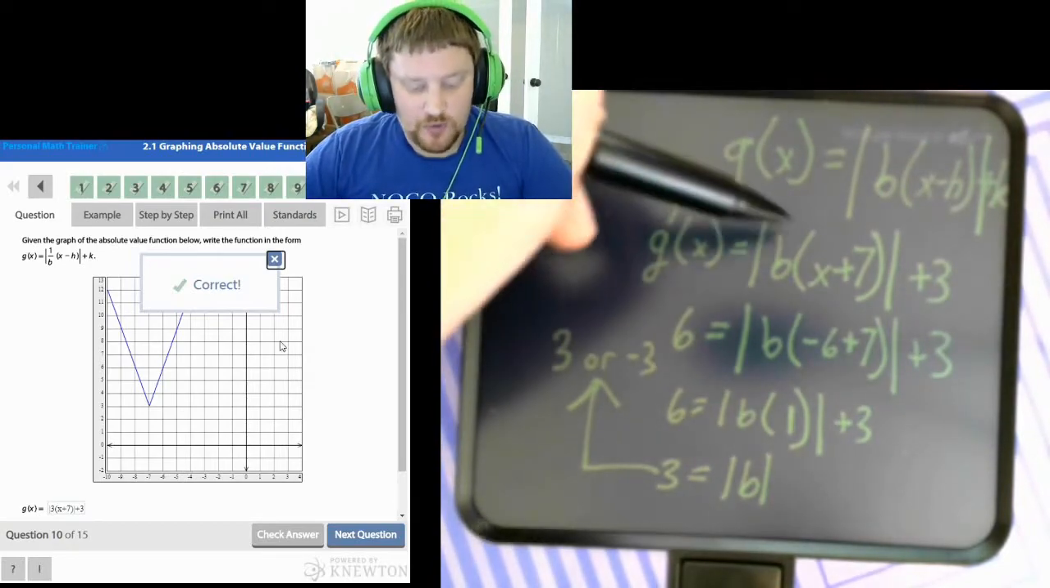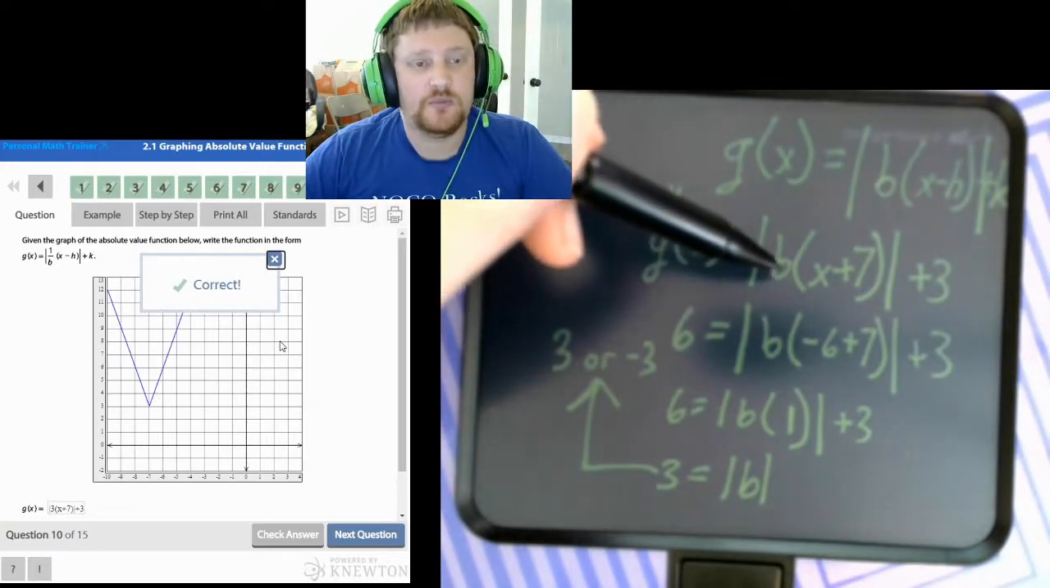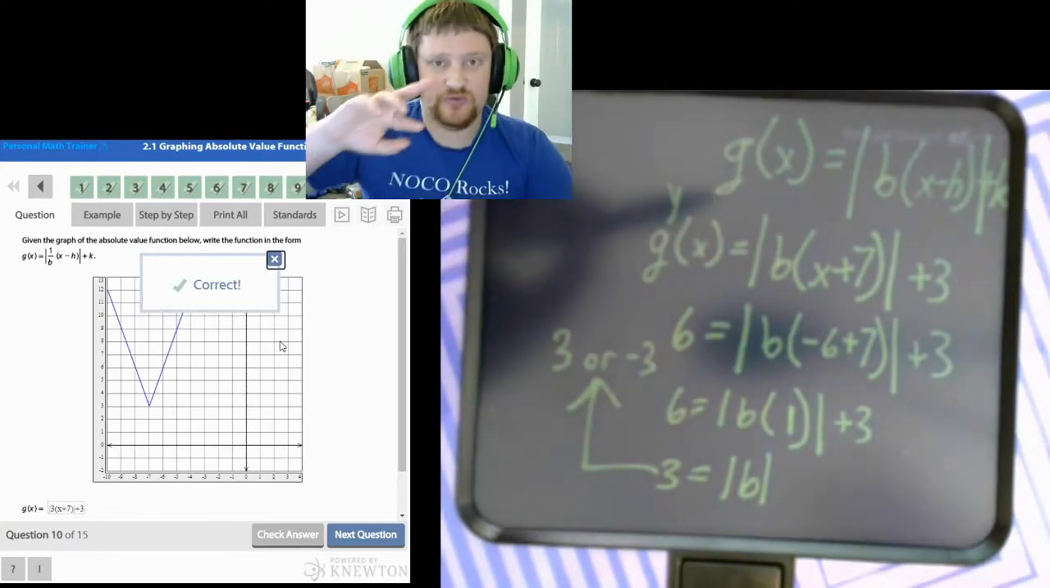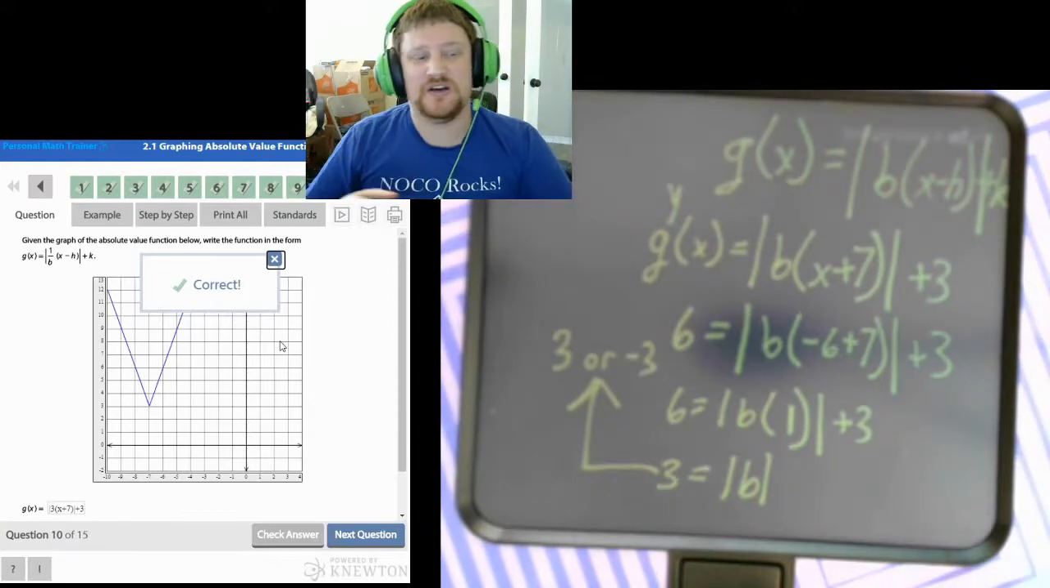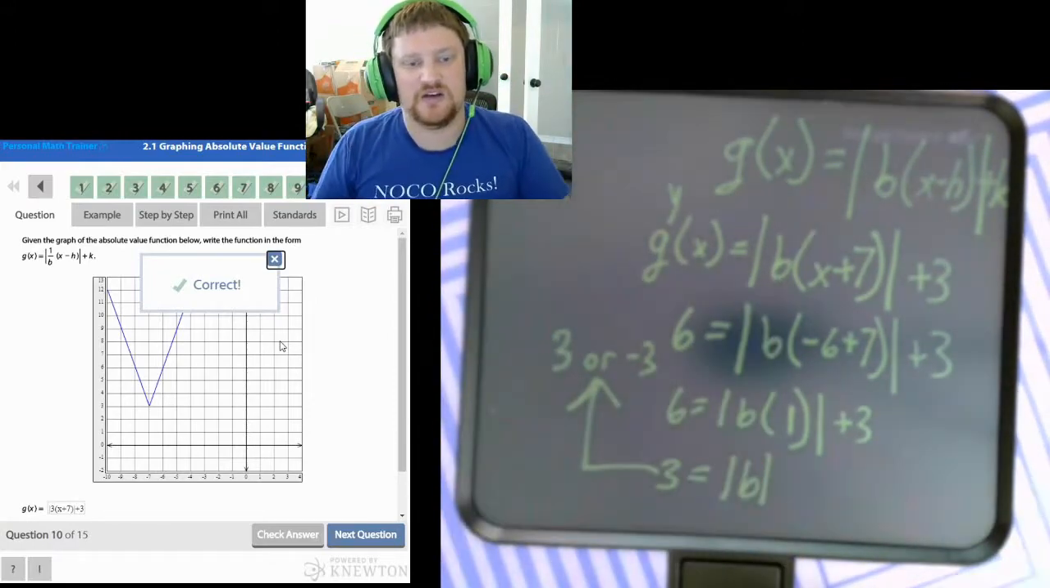Notice I could have put 1 over b here, but then I would have ended up with a fraction for b as my answer, and I would have had to flip it anyway when I put it in here. It's so much easier to just think of it as b instead of 1 over b.